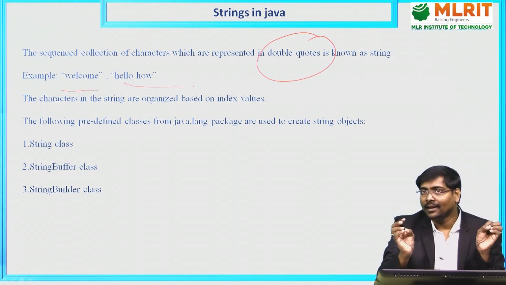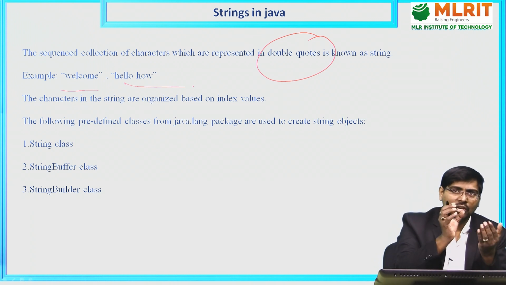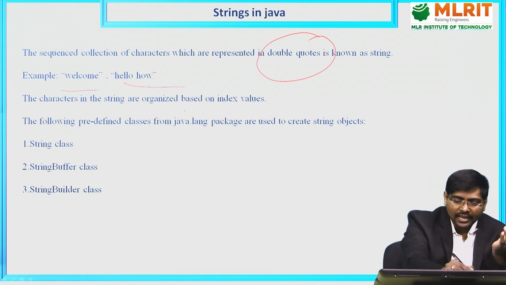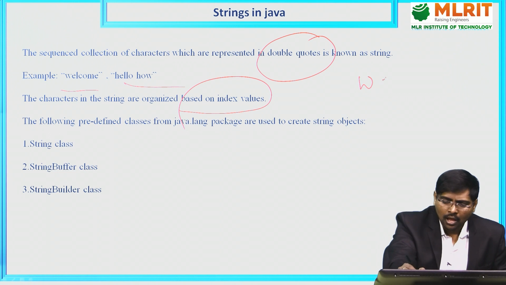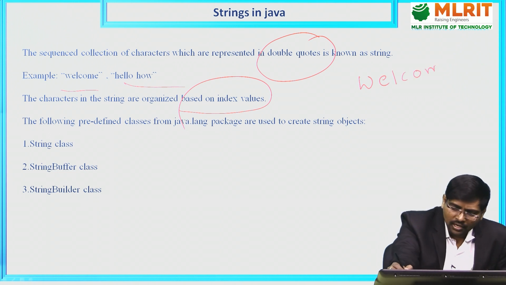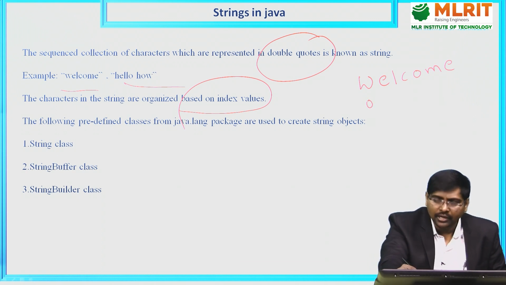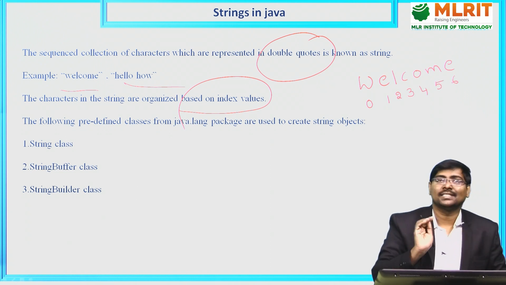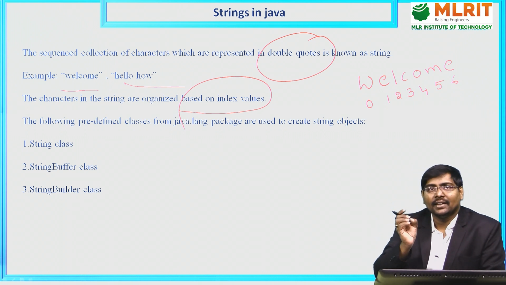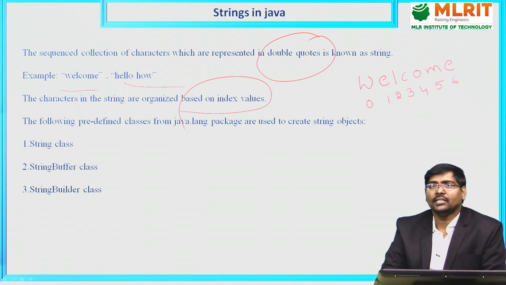Now generally the characters in the string are organized according to index value. What is meant by this? Assume my string is welcome. Now W is available at 0th position, then first position, 2, 3, 4, 5, 6 like this. The characters in the string are organized according to the index value.